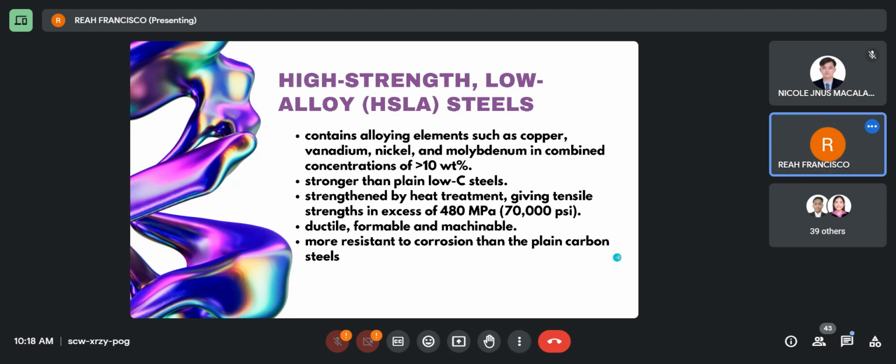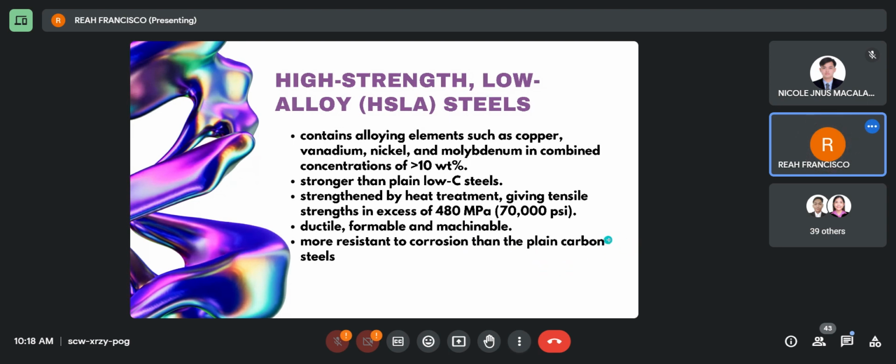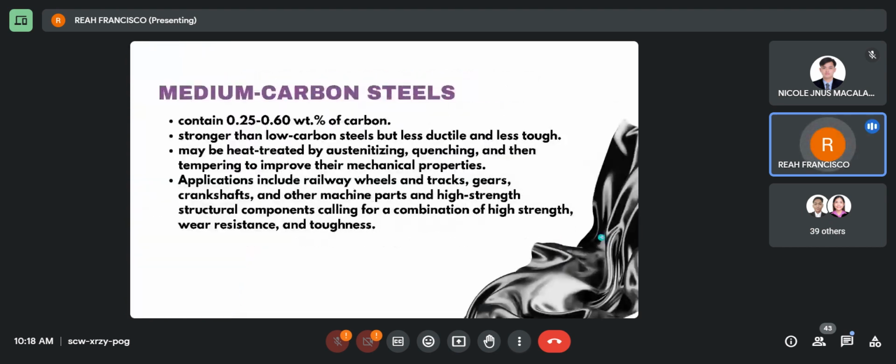Next naman po is the medium carbon steels. Medium carbon steels contain 0.25 to 0.60 weight percent of carbon. And compared po sa low carbon steels, it is stronger but it is less ductile and less tough. It may be heat treated by austenitizing, quenching, and then tempering to improve its mechanical properties.